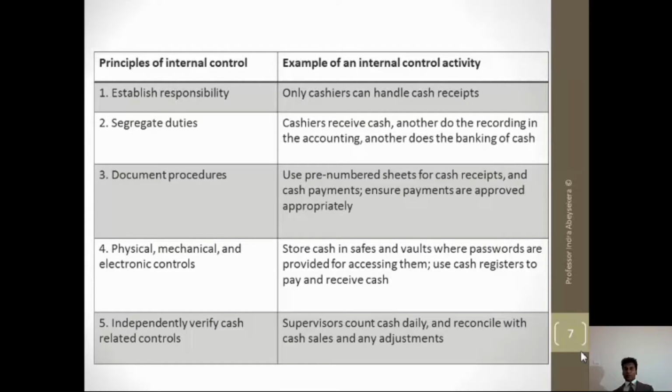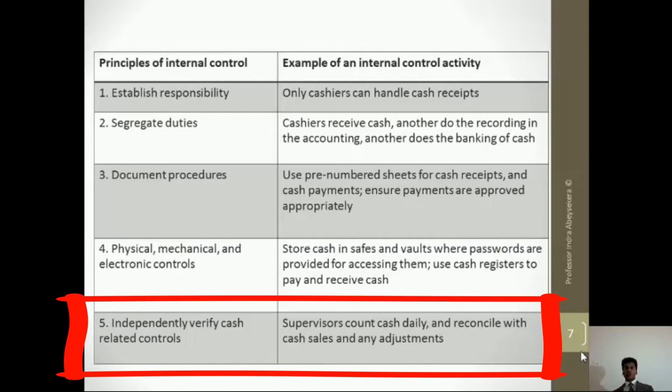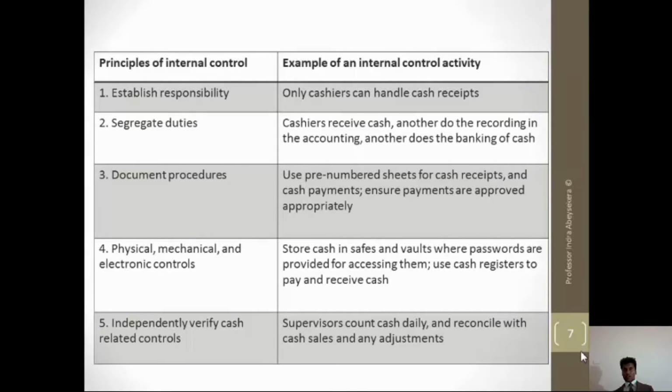The fifth principle is to independently verify cash-related controls. For instance, a supervisor can count cash daily and reconcile it with the cash sales and with any adjustments, so that it has been independently verified that the cash has been received and reconciled.